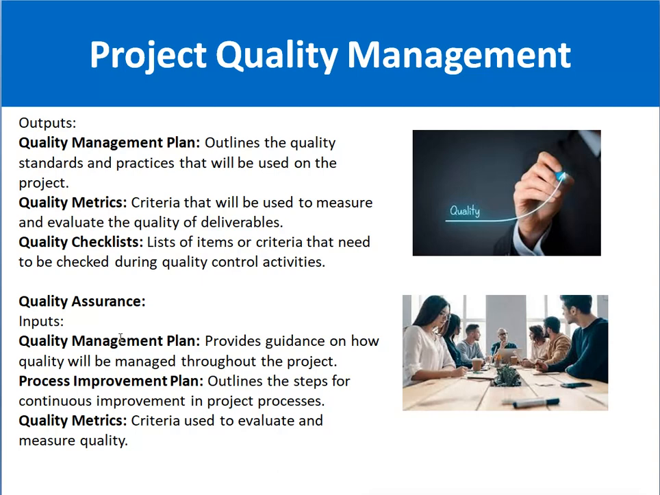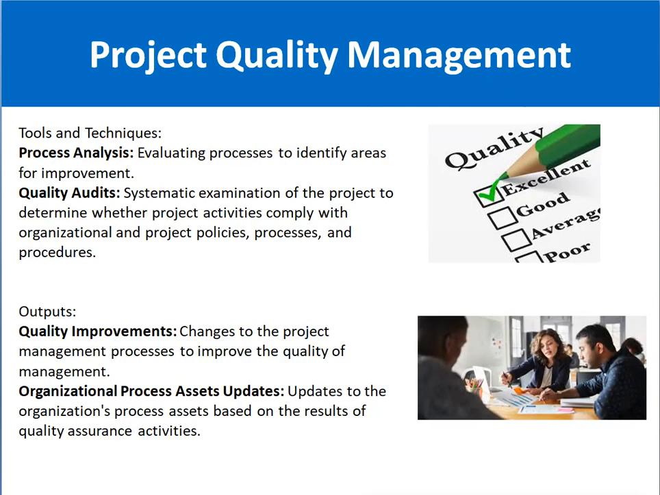Here, the input provides guidance on how the quality will be managed throughout the project. Then the process improvement plan outlines the steps for continuous improvement in project processes. And quality metrics, again, are criteria used to evaluate and measure the quality. The tool and technique for quality assurance is basically process analysis.